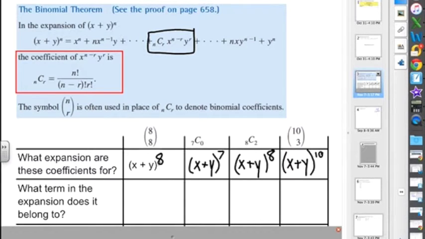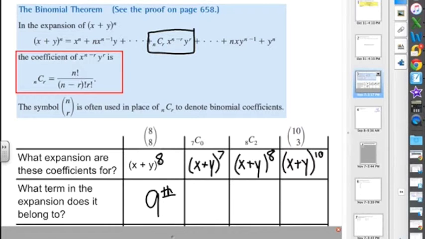Okay, so let's think about it. 8 choose 8, which term does that come from? Good, the ninth. The ninth, because if you're starting with 8 choose 0, then 0, 1, 2, 3, all the way up to 8, that's a total of 9 terms. So 8 choose 8 is going to be your ninth term.